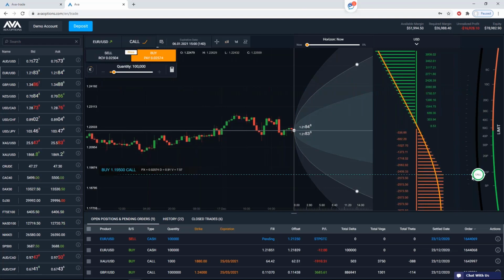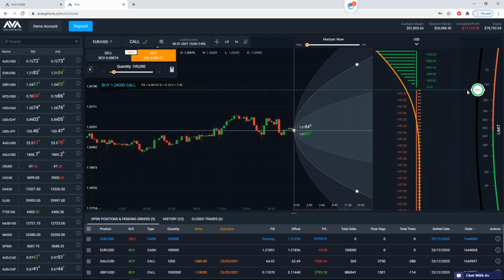If I have the right to buy Eurodollar at 119.50 when we're already trading at 121.80, that's going to be a very expensive option because it's already in the money by 2 points. If I have the right to buy out of the money, at 124, it's much, much cheaper because the chance of this option finishing in the money is much smaller.